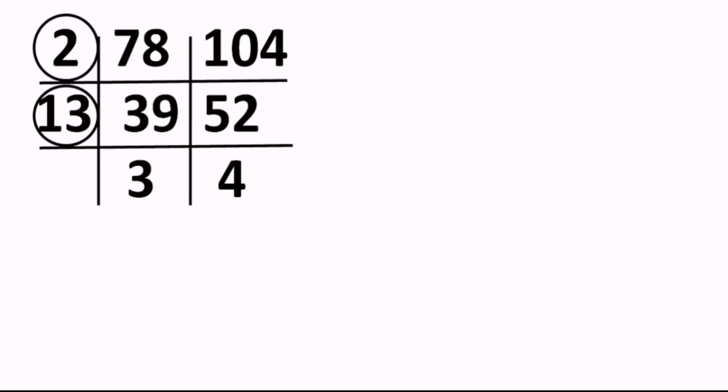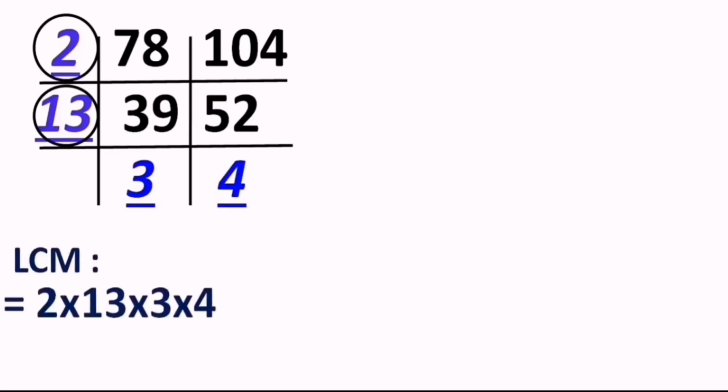Now here we go. At the bottom layer we have 3 and 4, and 3 and 4 both are not present in the same table, and that's why we have to stop over here. And once we stop over here, that means numbers in the bottom layer and the LHS, the left hand side of the structure, will make our LCM. So here we go with the LCM. So 2, 13, 3 and 4 in the multiplication we get the value of LCM, and that is 312.